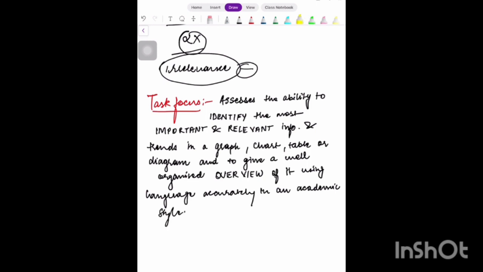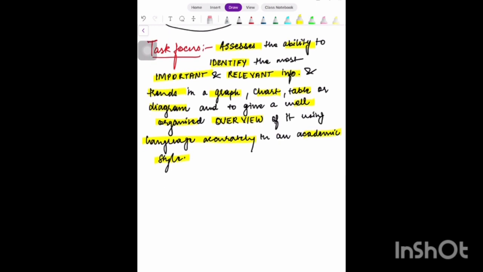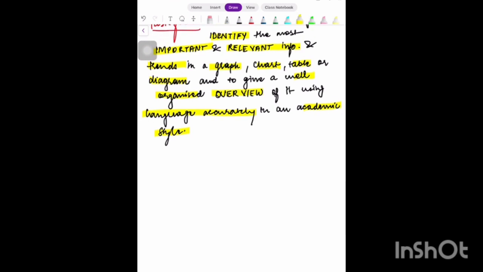So what they said is that the task judges the ability to identify the most important and relevant information and trends. It can be in a graph, chart, or table or diagram, and to give a well organized overview of it using language accurately in an academic style. So that is what the task focus is, and obviously the number of questions asked is 1. A single question is asked.